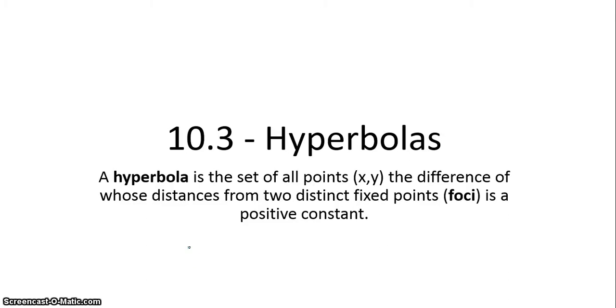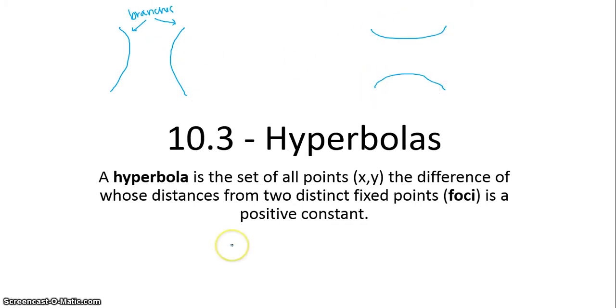The last conic we're going to talk about is our hyperbolas. A hyperbola is the set of all points x, y, the difference of whose distances from two distinct fixed points, called our foci, is a positive constant. So our hyperbolas look like this, or you could have them going vertically.